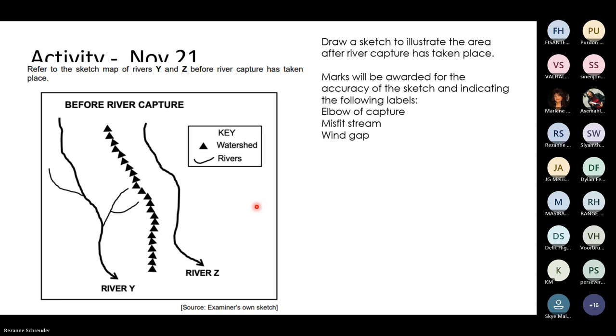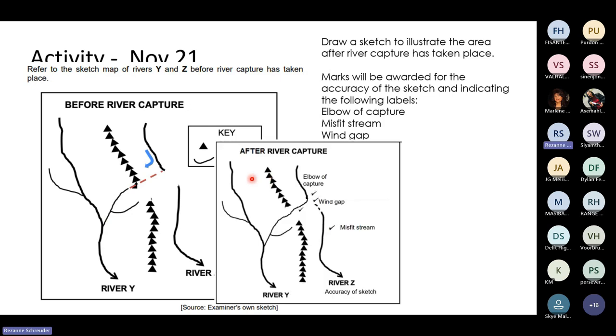So what would happen? Remember, we need a higher gradient. So this river flows close to the watershed, therefore you have a steeper gradient. You have your elbow of capture, where this water has eroded backwards and captured river Z. So river Y is the captor stream, and river Z would be the captured stream.